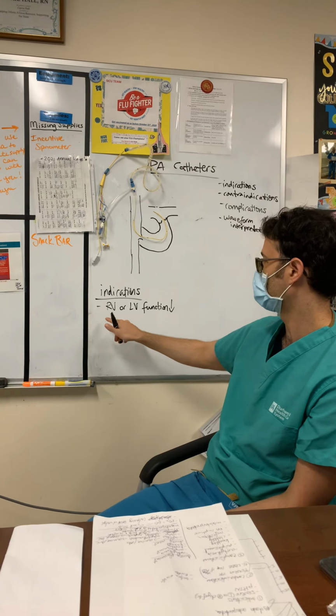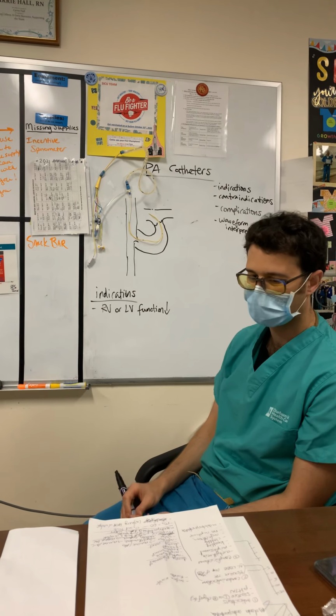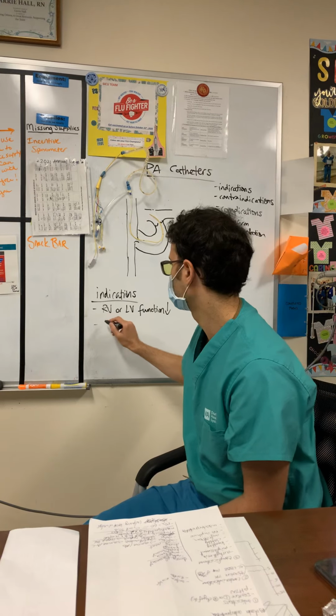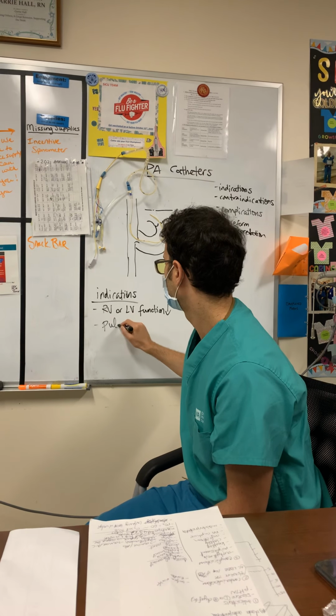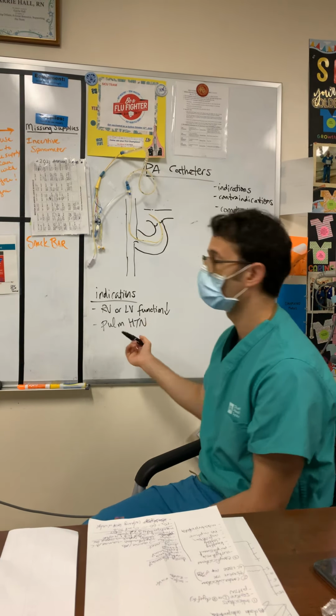Any other kinds of patients that you've seen get PA catheters? Kind of along the lines with this. It's kind of a read my mind thing, but patients that have pulmonary hypertension and require surgery. Some people, depending on how big the surgery is, they might place a PA catheter to monitor their PA pressures.